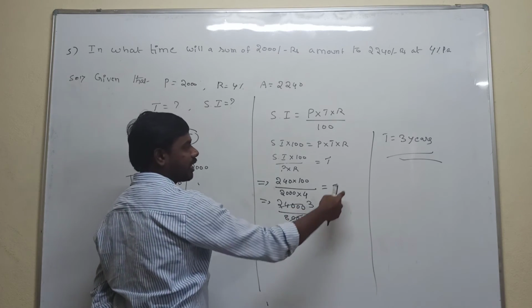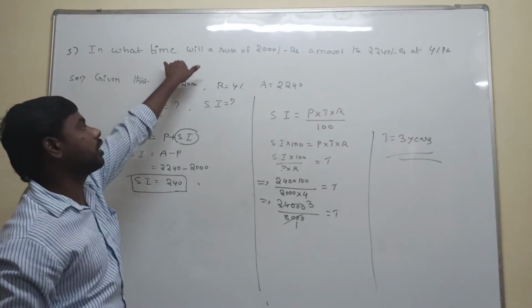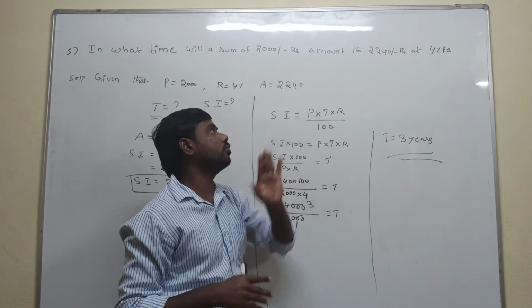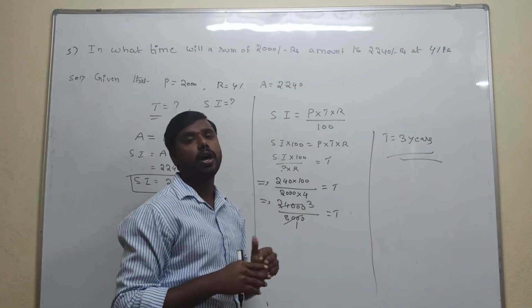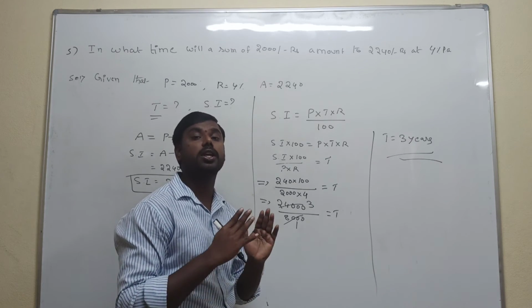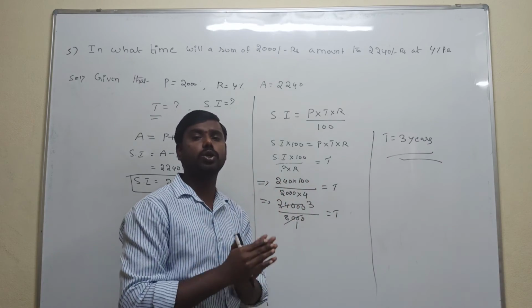So what is the time we are getting now? 3 years. In 3 years we are getting the total amount of 2240 on the principal amount of 2000 rupees. The rate of interest is 4% per annum. What time are we getting? 3 years. So finally we got the required solution: T is equal to 3 years.